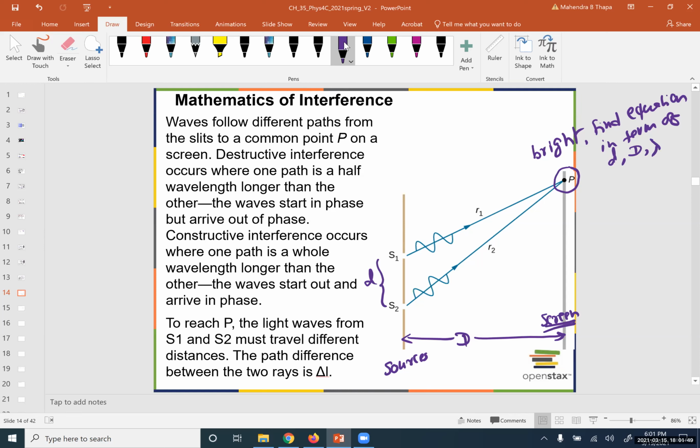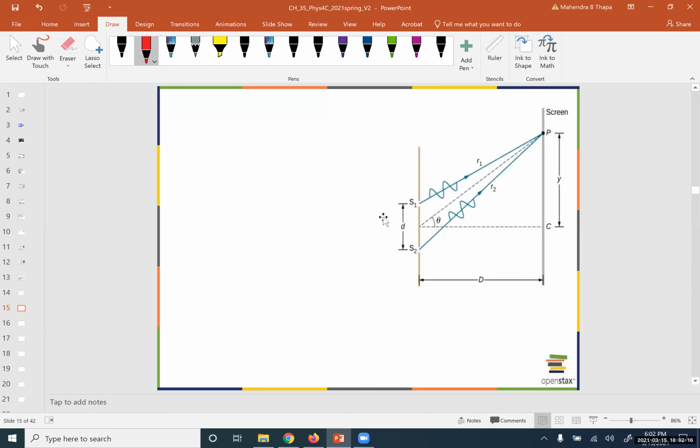Okay, so our goal is to find the equation. If point P is bright, we want to find what the equation is. If it is dark, or it is the destructive interference, we want to find the equation for that as well. Okay, this is the main goal. Let's move forward with this picture and define some of the terms over here.